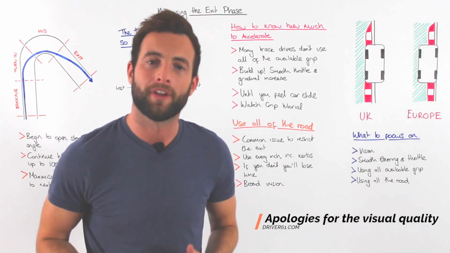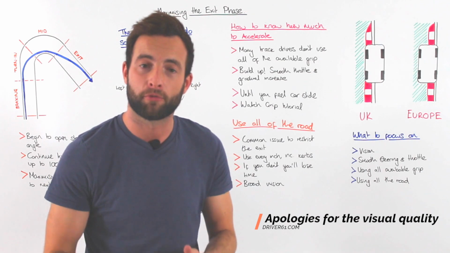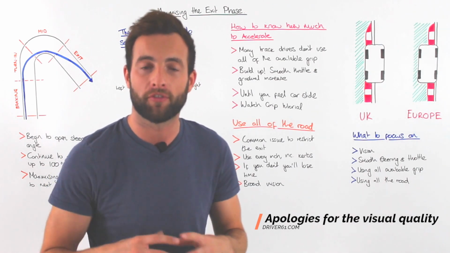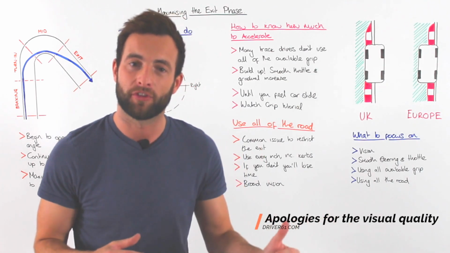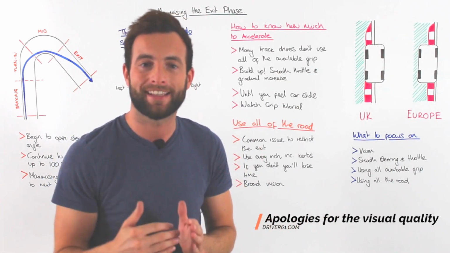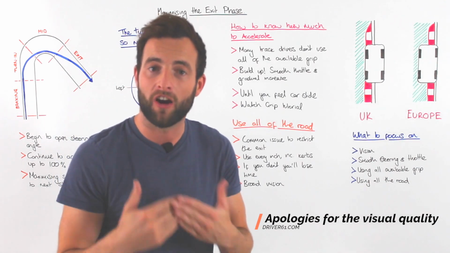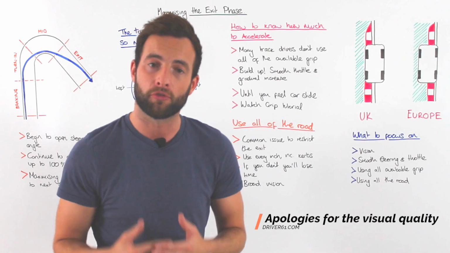So one of the most common and simple areas for improvement for many track drivers is that they generally don't use enough of the circuit on the exit of the corner. They restrict the exit phase of the corner, making it tighter, and it means that they just can't carry as much speed through the corner.